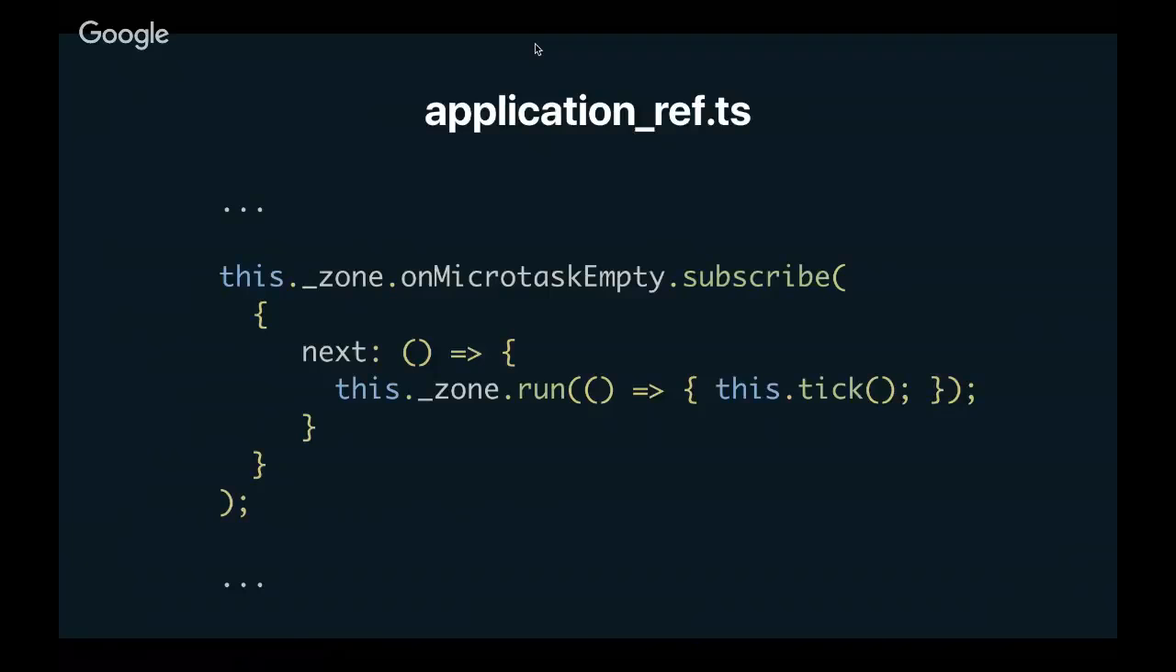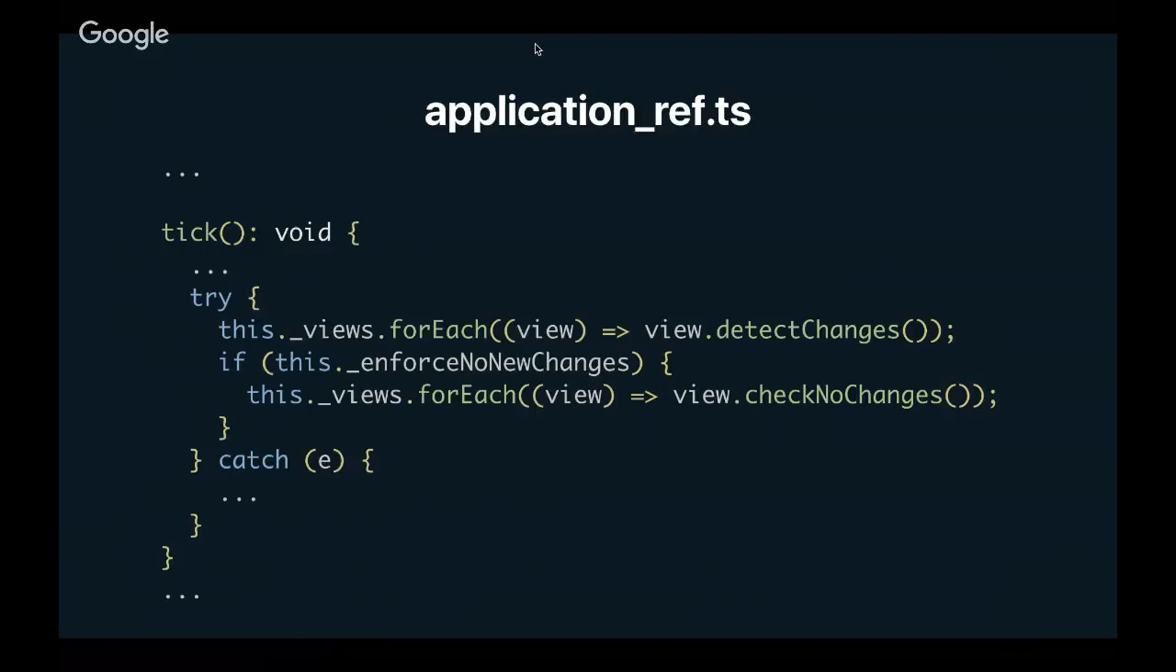And once this callback has been triggered, once onMicroTaskEmpty pushes a new item, we're going to invoke the method this.tick. And this.tick is going to perform the actual change detection. Here is the implementation of the method. As you can see, it's quite simple.